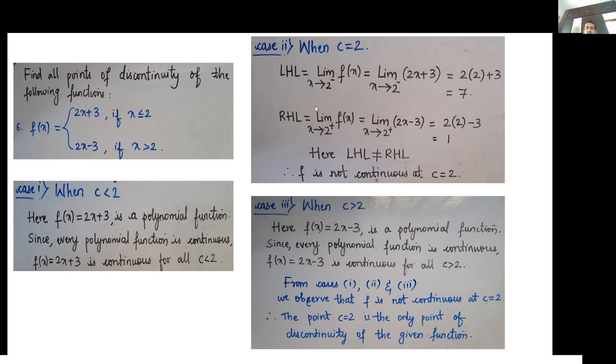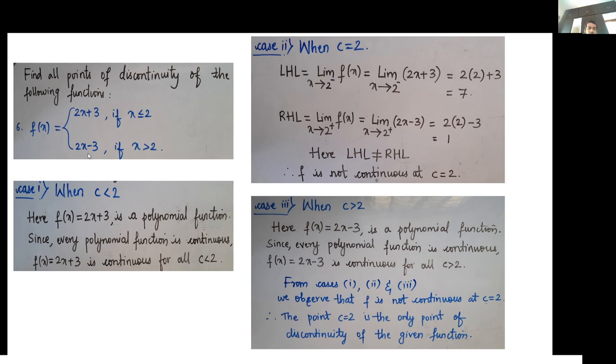So considering these three cases, I can conclude that the point c is equal to 2 is the only point of discontinuity of the given function. That means only at this point, x is equal to 2 or c is equal to 2, the function is discontinuous. At all the remaining points the function is continuous.